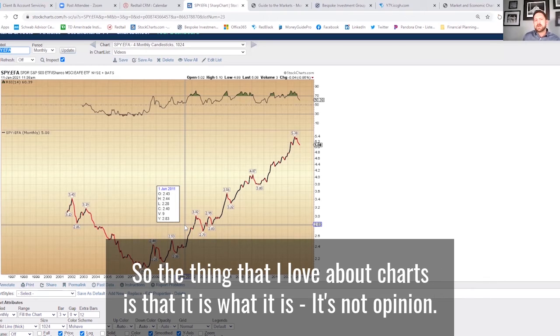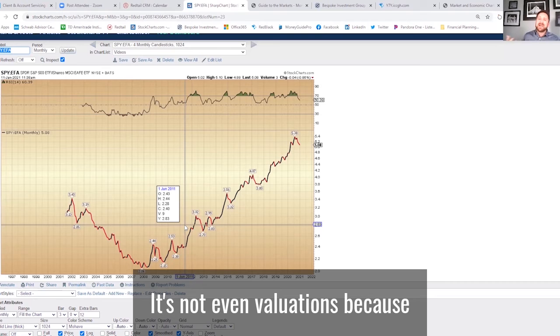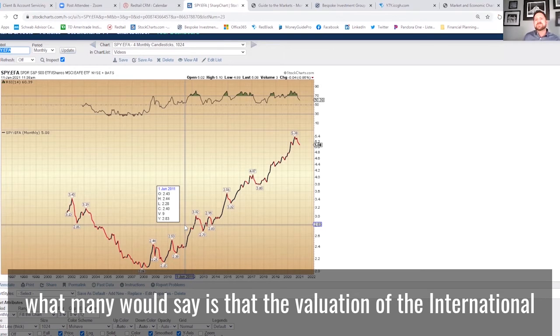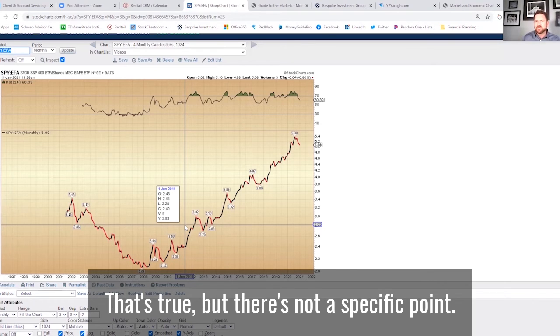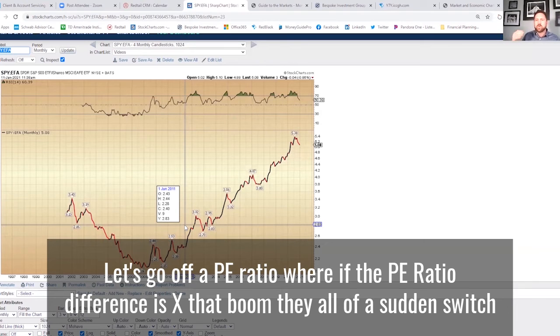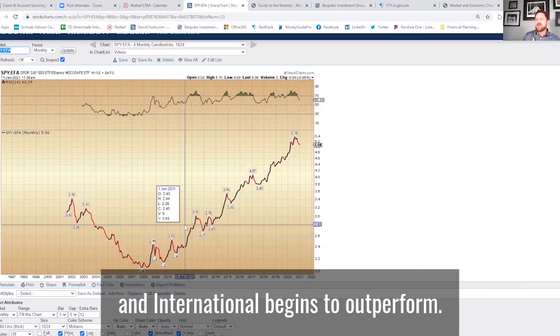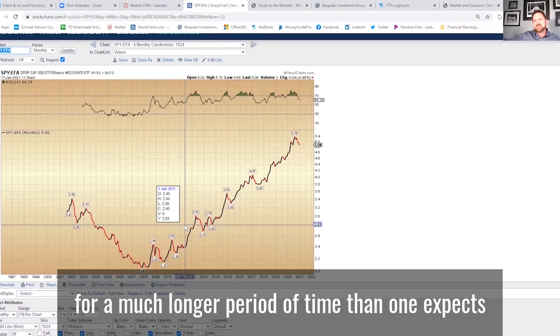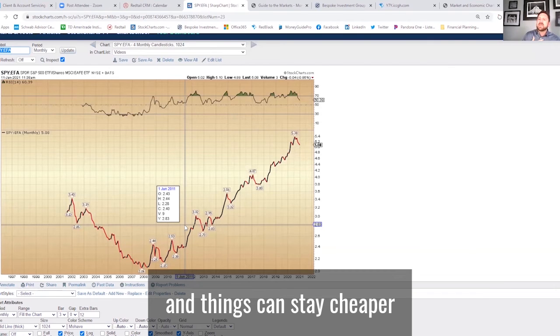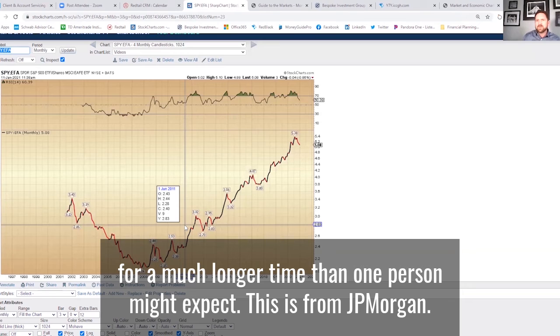So the thing that I love about charts is that it is what it is, right? It's not opinion. It's not even valuations. Because what many would say is that the valuation of the international stock market relative to the US market is cheap. That's true. But there's not a specific point, let's go off the PE ratio, where if the PE ratio difference is X, then boom, all of a sudden international begins to outperform. That's just not how investing works. Things can stay expensive for a much longer period of time than one expects, and things can stay cheap for a much longer time than one might expect.